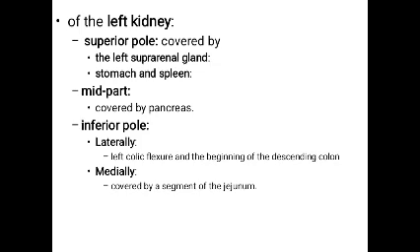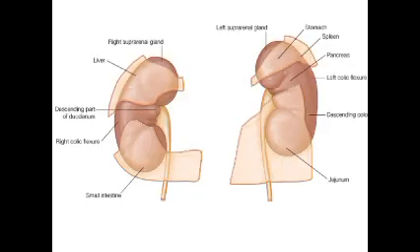Of the left kidney, the superior pole is covered by the left suprarenal gland, stomach and spleen, and the mid part is covered by the pancreas. The inferior pole is laterally related to the left colic flexure and the beginning of the descending colon, and medially covered by a segment of the duodenum. Look at the diagram.